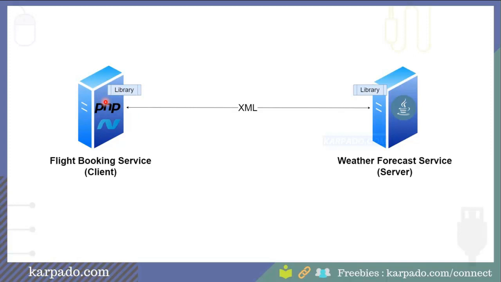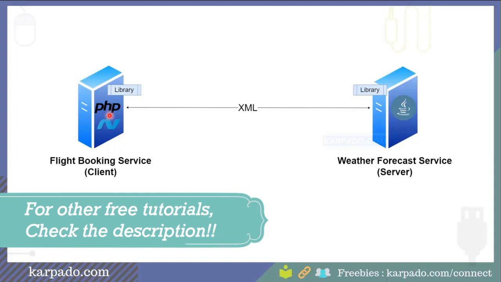So ultimately, you'll be able to make a call to a remote method, which was written using different technology than that of the client, and you'll be able to receive the data as a response back to the client. Now, in this case, the weather forecast service is called a web service because it is essentially a service available over the web, and somebody can access it over the internet, like the flight booking service is trying to access it. But we still have a lot of problems here.